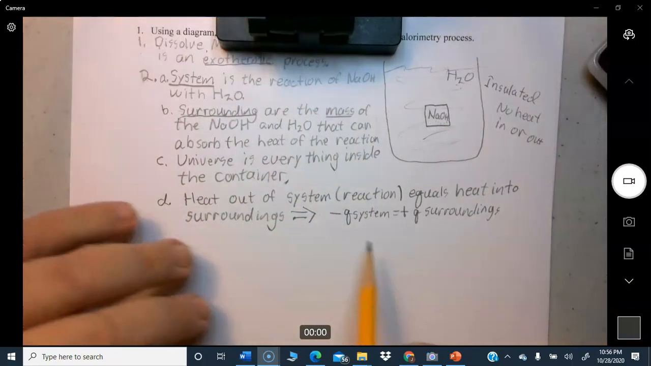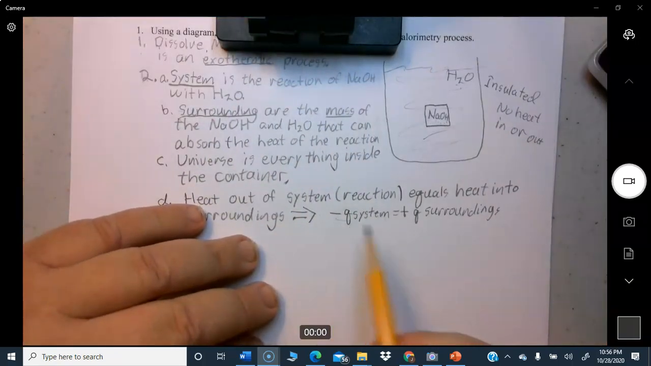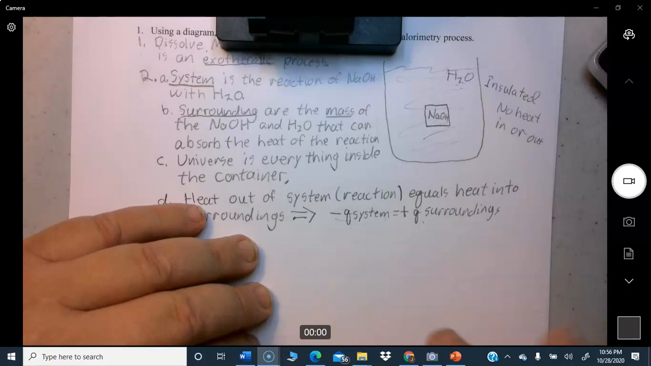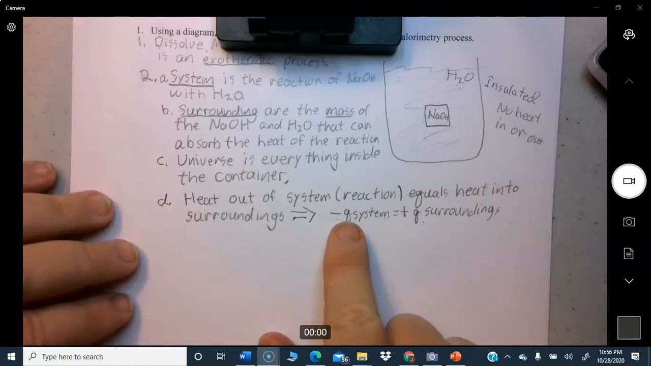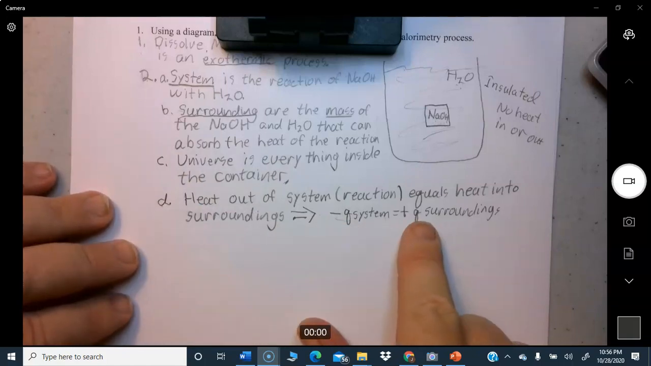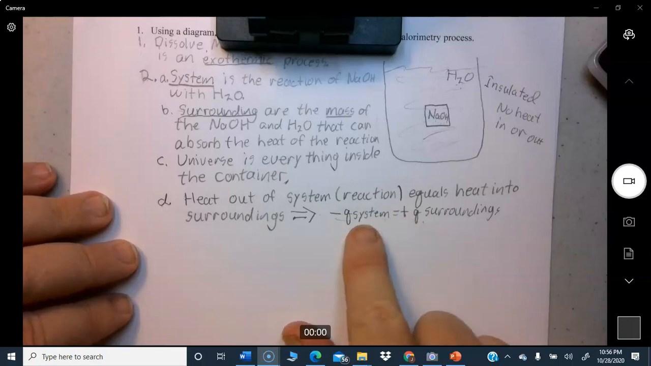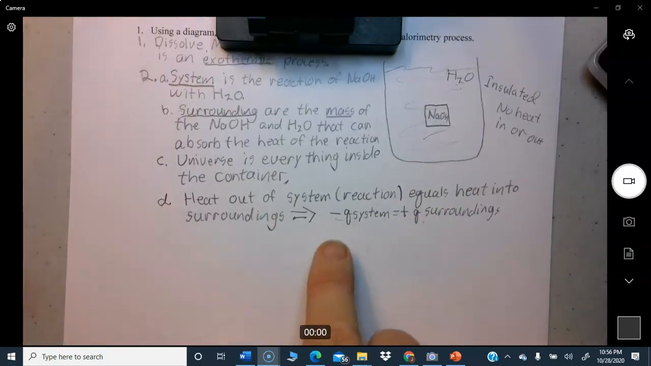All of the heat that comes out of the system, the reaction, has to go into the surroundings. So the numeric value of those two, where Q is the heat, are going to be the same. Heat going out of something is negative. Heat going into something is positive. So it's the same numeric value. For the system, it's going out, so it's negative. For the surroundings, going in, it's positive.